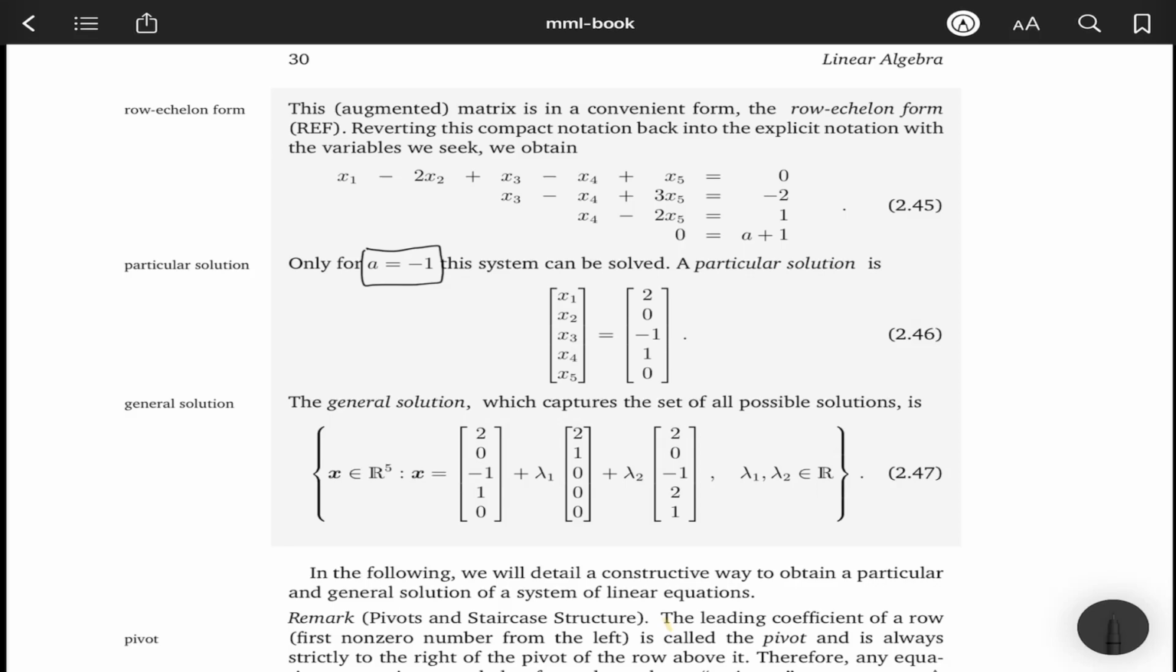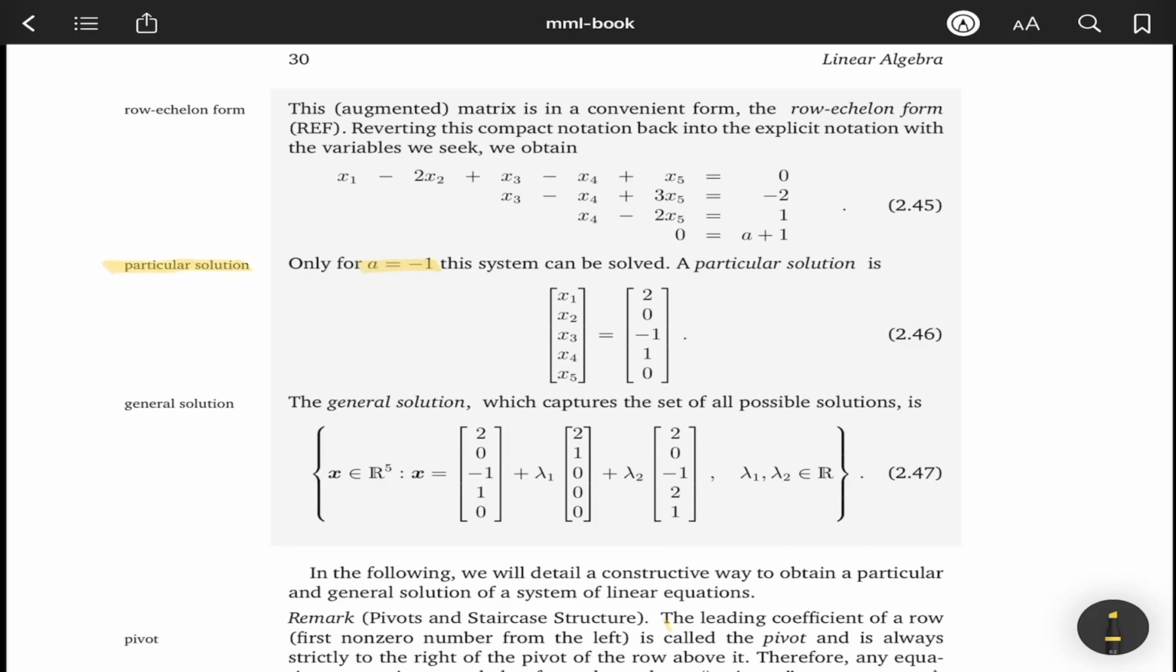So because this is basically the foundation of all, what they say is only for a equals -1 the system can be solved. Because in our last row we have 0 equals a plus 1. We do not really know a, but we just assume it's a constant, which we do not know. And it can only be 0 if a is -1. Okay, so the next part is finding a particular solution.